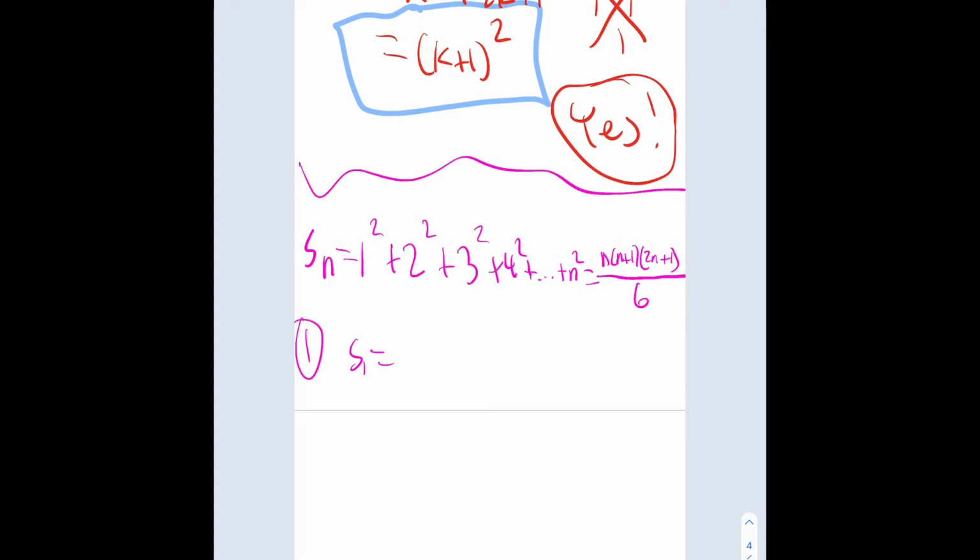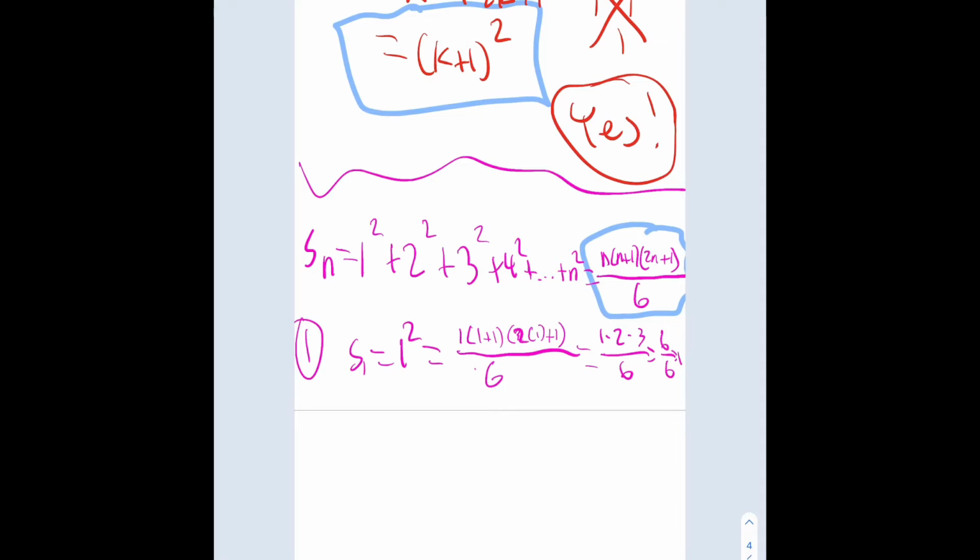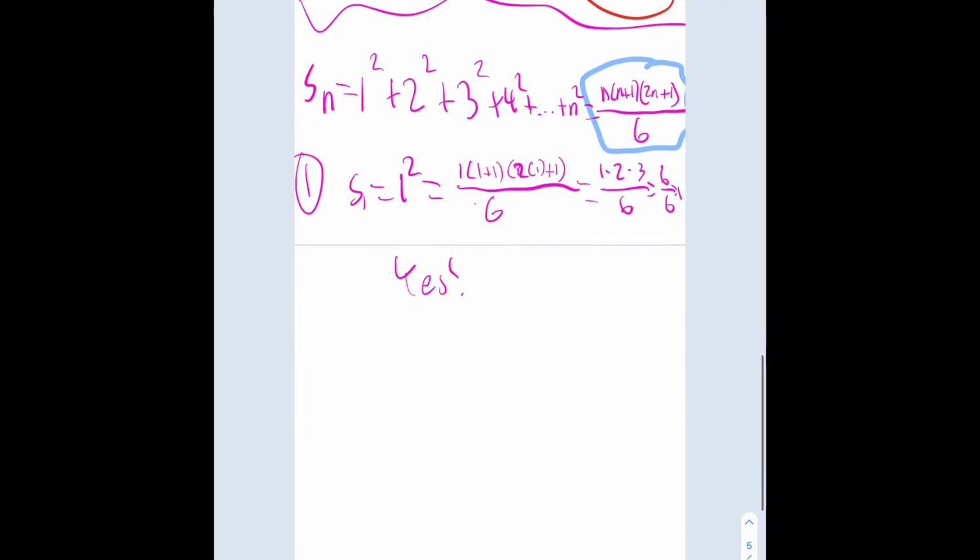So again, the first step is to prove that the first term is true. If I plug in a 1 here, my first term is 1 squared. So does that equal, every time I take this formula, I'm going to plug in a 1: 1 times 1 plus 1 times 2 times 1 plus 1 all over 6. This is 1 times 2 times 3 over 6, which is 6 over 6, which equals 1. So yes, we proved part 1 to be true.